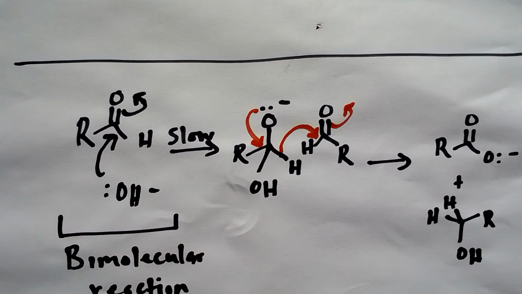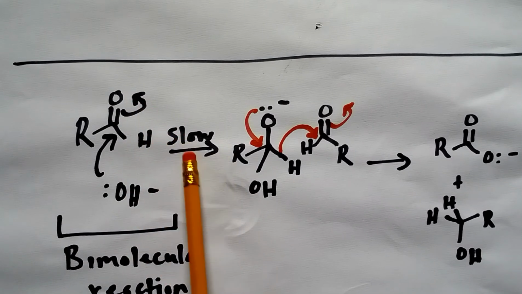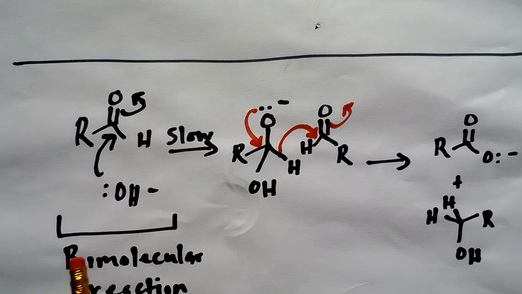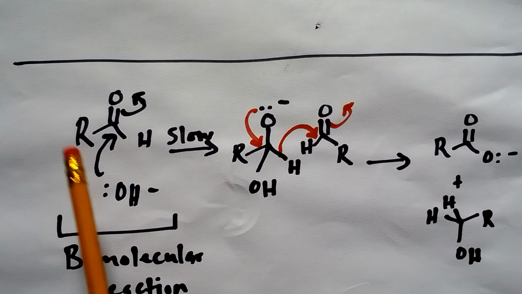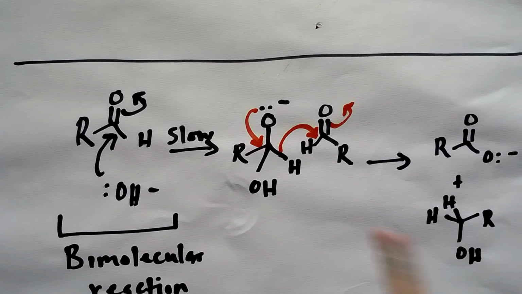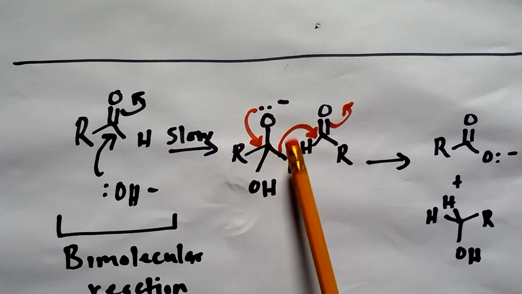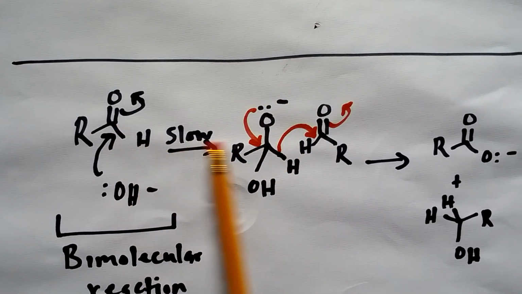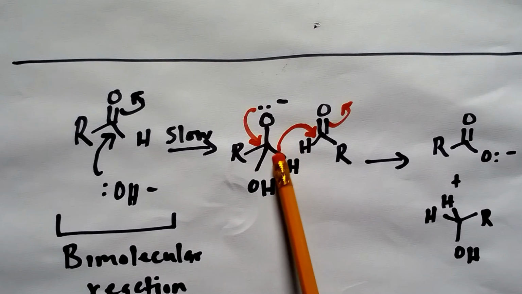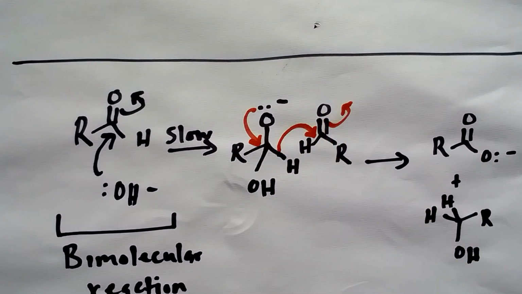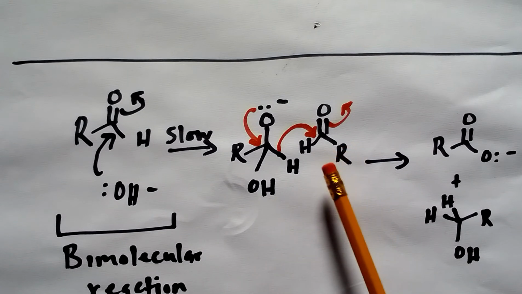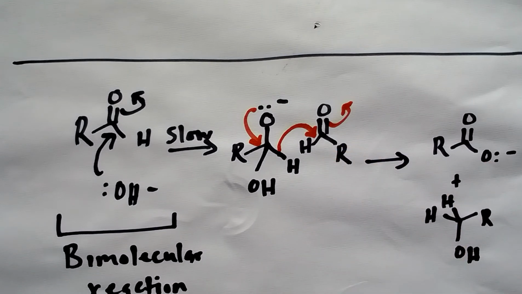Two key things to note in this mechanism. The first one is that the rate determining step, this one here, is a bimolecular reaction involving a hydroxide ion and a molecule of aldehyde. Then the second thing is the hydride transfer from the species obtained in the first reaction to the second aldehyde. That is the second important thing we take note of in this mechanism.